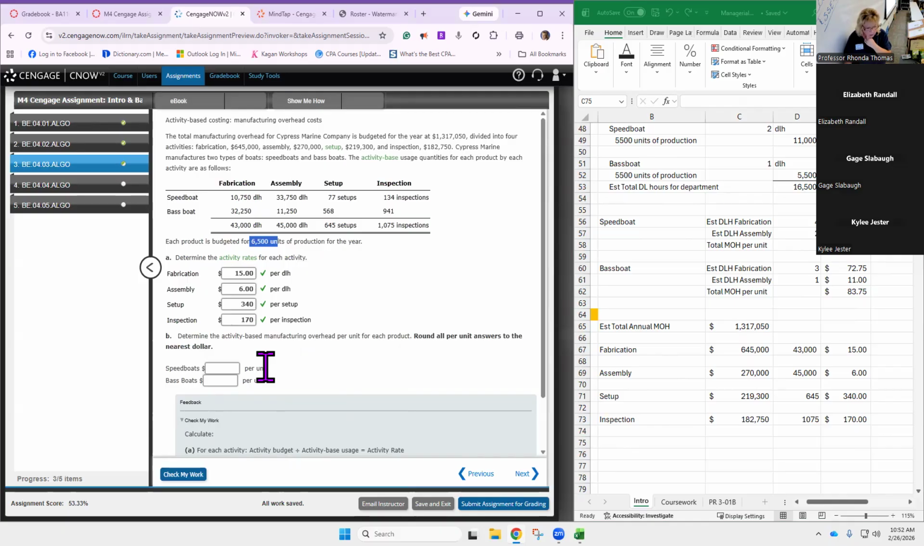But this is how much overhead is. So we really need to take $15 times the hours for fabrication, okay? And then we'll have to divide by the number of units that we're making.